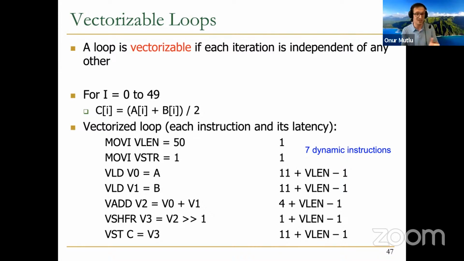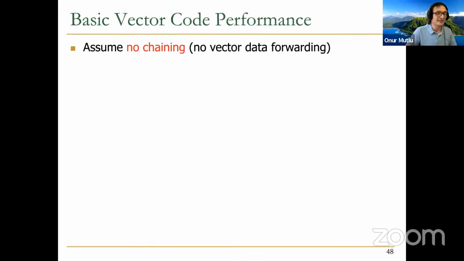And that's one big advantage. And that directly translates to energy. No question about that, because you really get rid of the control overhead. And this is a small vector size. This is 50, right? In some machines, you could actually have up to 1024, for example. Okay, so this is basic vector code performance.